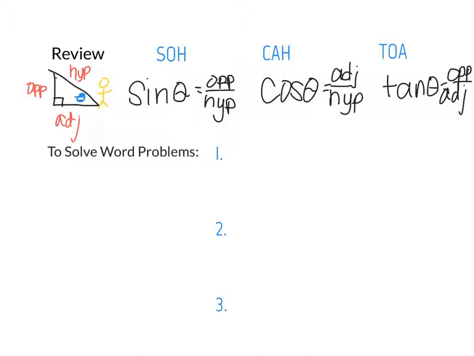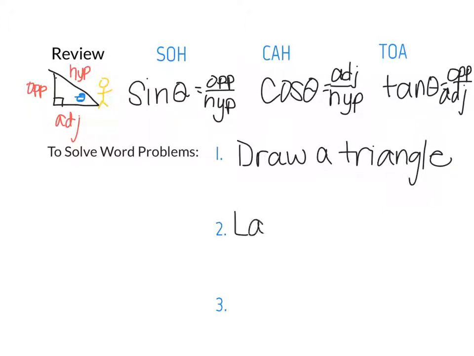So let's go through the steps to be able to solve a word problem. The first thing that we want to do is draw a triangle. Sometimes the triangle is given to you. Sometimes the triangle is not given to you. So the first step should always be to draw your triangle. The second step that we want to do with solving trig word problems is to label the triangle.